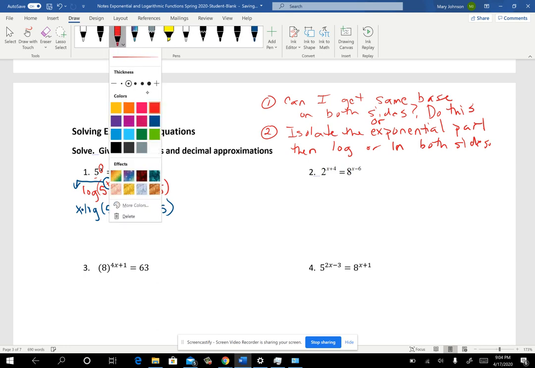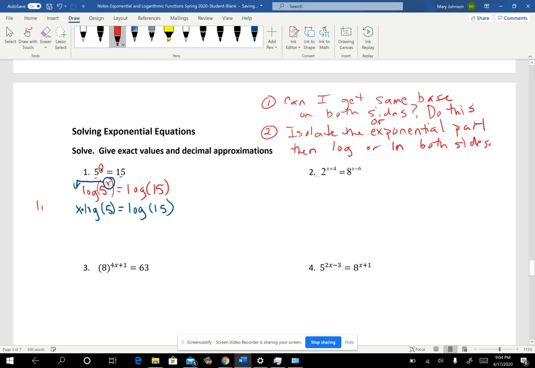So if we need x by itself, we now have an easy equation because this is linear right here. This is now linear. It's amazing. So we're going to divide by the log of 5, both sides. Boom. We're going to have x equals the log of 15 divided by the log of 5.